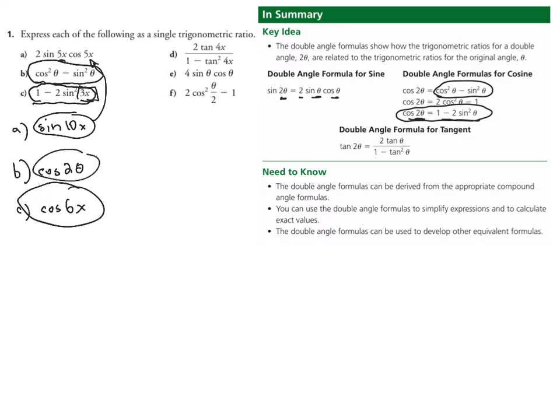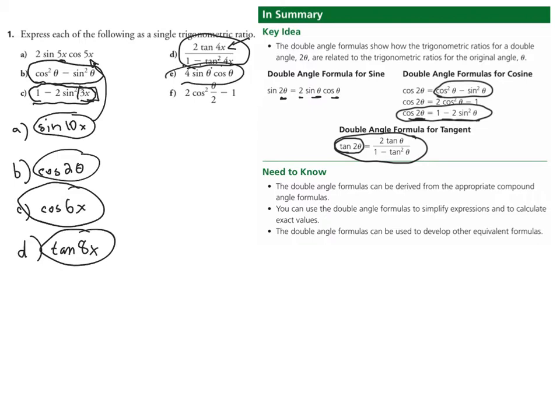Okay. Part D. 2 tan of something. Where's that? 2 tan of something. That's right here. So my theta is 4x. Let's just double check. 1 minus tan squared of 4x. 1 minus tan squared of 4x. Yep. And so this is just tan of 2 times 4x. Tan of 8x.